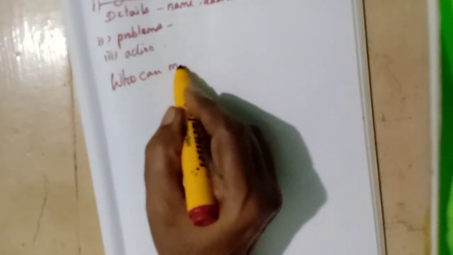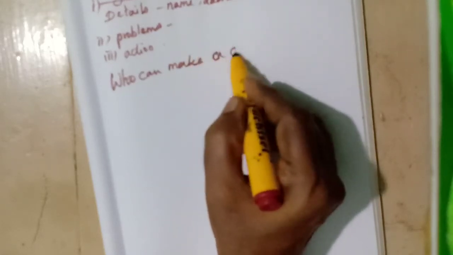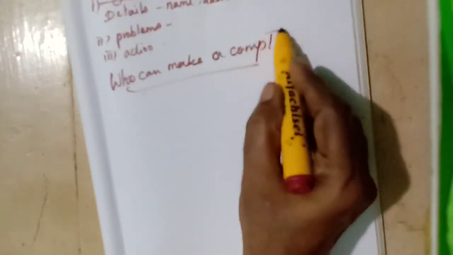Next heading, who can make a complaint, that we have learnt. Only the consumer, isn't it, students? Usually consumers only will make a complaint, or any registered voluntary organization. A registered voluntary consumer organization also can make a complaint, or the central government, or the state government, or any union territory, that means government. Then many consumers together also can make a complaint.